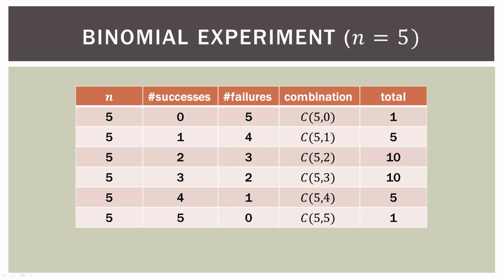Now let's skip down to 3 successes and 2 failures. Well, that is 5 choose 3, because those 3 successes can be in the chart in 10 different ways. So this is just simple combinations, where the first number is the number of trials, and the second number is the number of successes. 5 choose 0, 5 choose 1, 5 choose 2, etc. So the totals are 1, 5, 10, 10, 5, and 1.